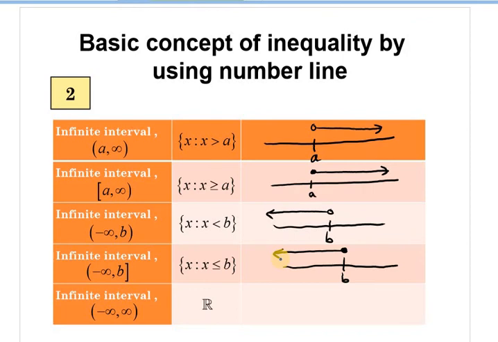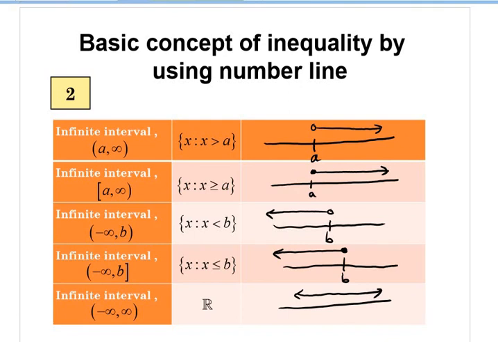How about the last infinite interval, negative infinity to infinity, which is actually the real numbers. All numbers are included. So there will be no specific numbers. It will be just like that. Okay, this represents real numbers.